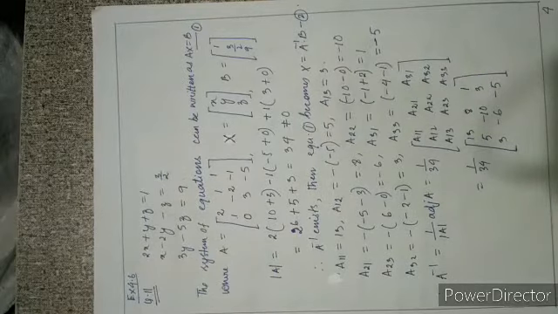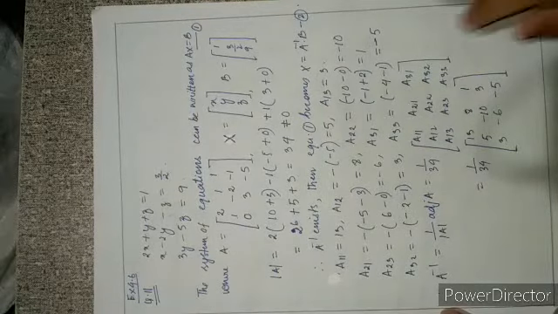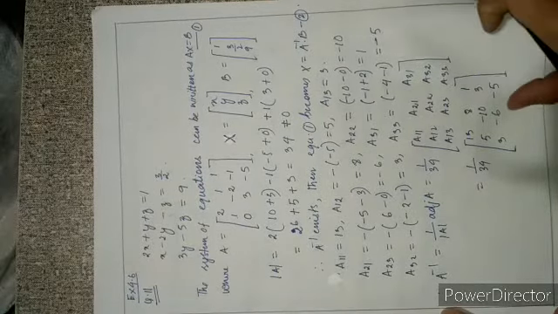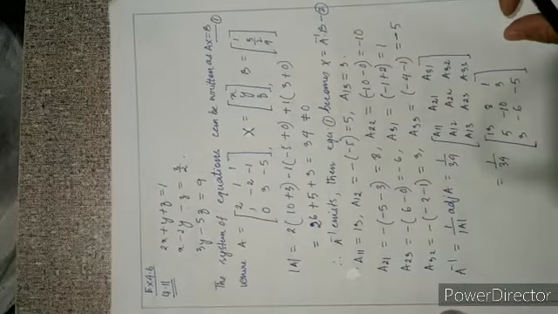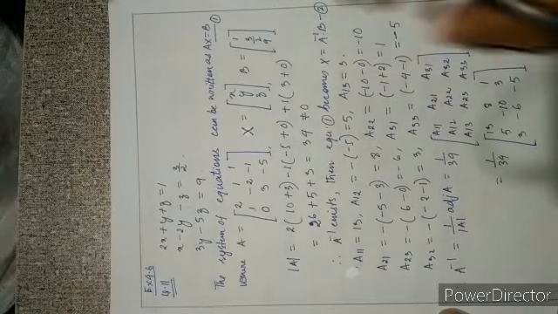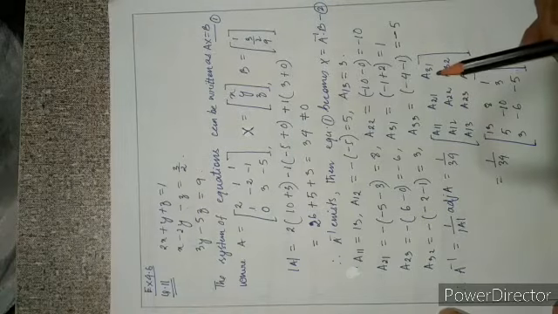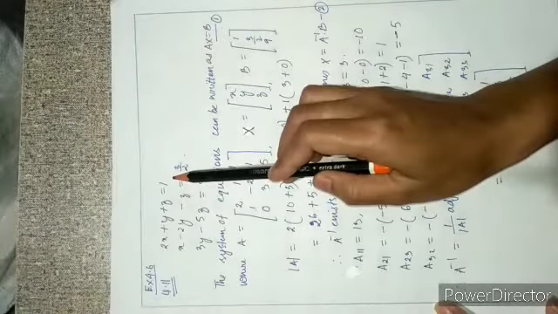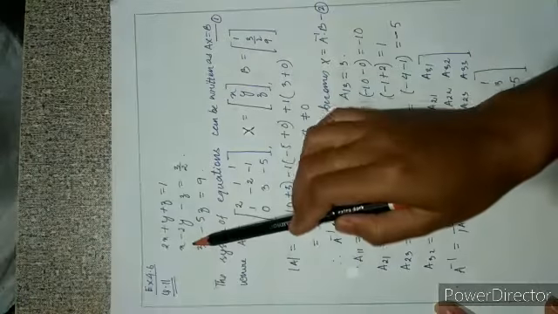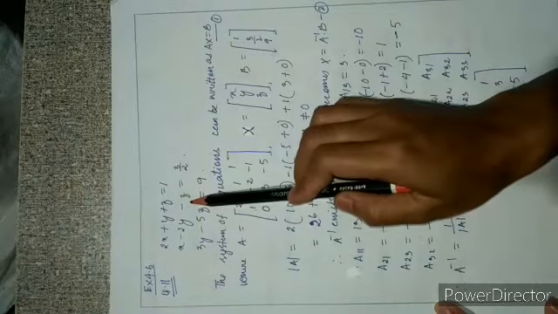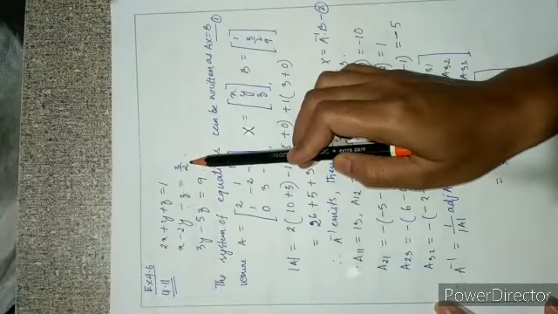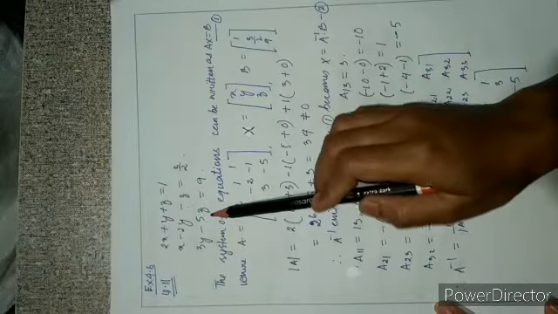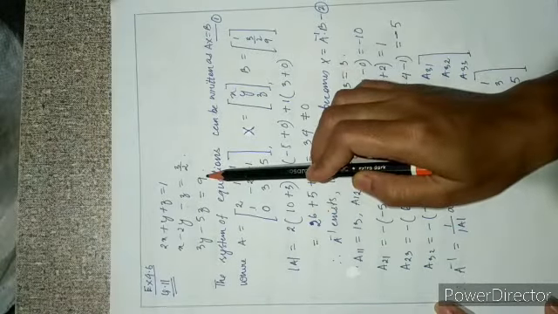Now let's come to exercise 4.6. The question is to solve the system of linear equations. Question number 11. The given system of linear equations is 2x plus y plus z is equal to 1. This is the first equation. x minus 2y minus z is equal to 3 by 2. This is the second equation. 3y minus 5z is equal to 9. This is the third equation.